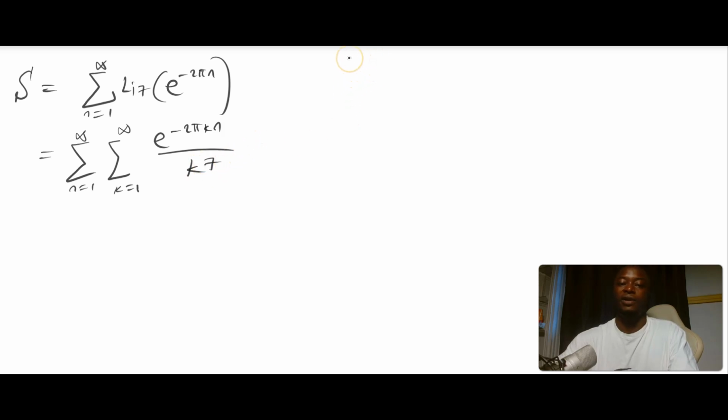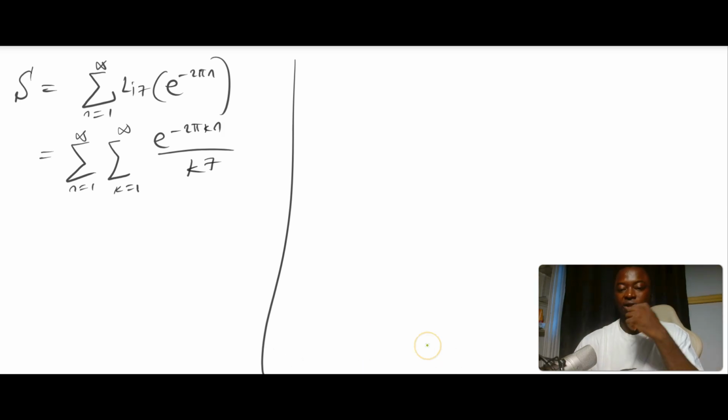So now we have a double sum to play with, and it should not be too hard for us to wrap our hands around. Okay, let me rule a line here. We're needing this space. To proceed, the sum starts from n, but we can start from k first. So we have the sum as k runs from 1 up until infinity of 1 over k to the 7th power.